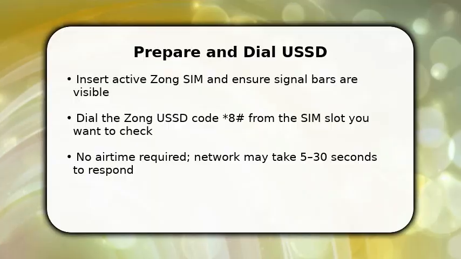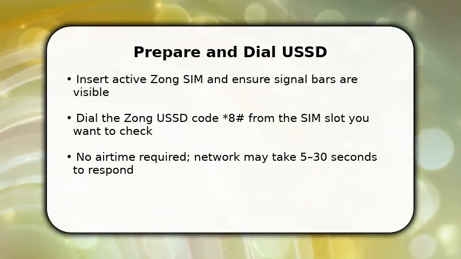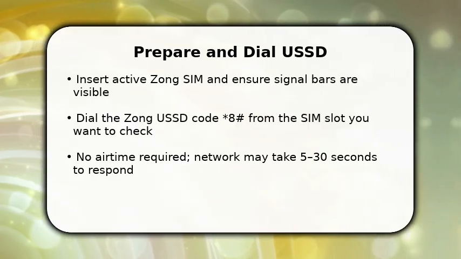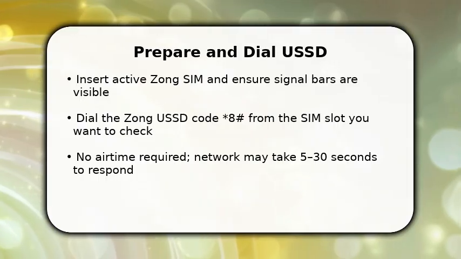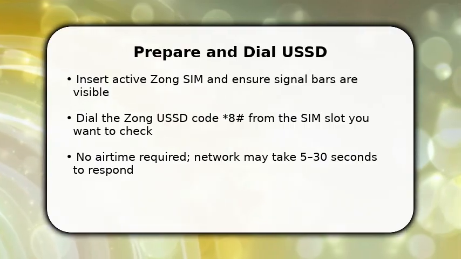Enjoy the video. You have the SIM in and signal showing, so start now by dialing *8# from the Zong slot. Once dialed, the network authenticates your SIM and requests your number record. That's why you don't need airtime. Make sure you use the same SIM tray and wait calmly.